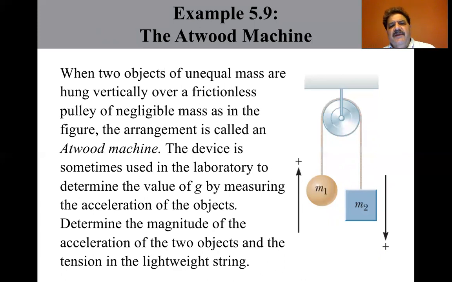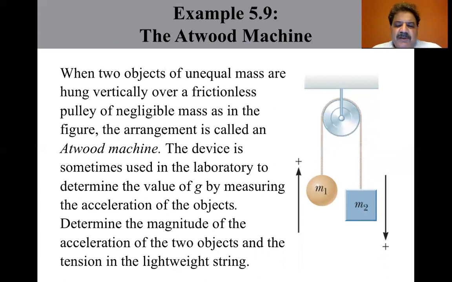When two objects of equal mass are hung vertically over a frictionless pulley of negligible mass, as in the figure, the arrangement is called an Atwood machine. The device is sometimes used in the laboratory to determine the value of g by measuring the acceleration of the objects. Determine the magnitude of the acceleration of the two objects and the tension in the lightweight string. Lightweight meaning that we're ignoring its mass. We're going to do this experiment on Monday, so let's dive right into it.